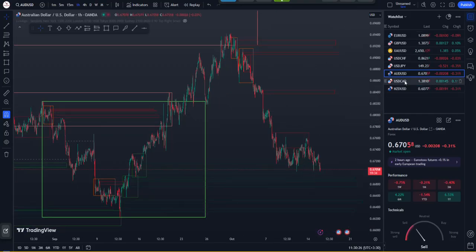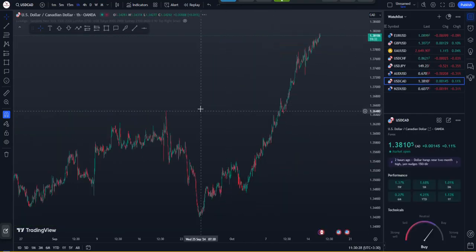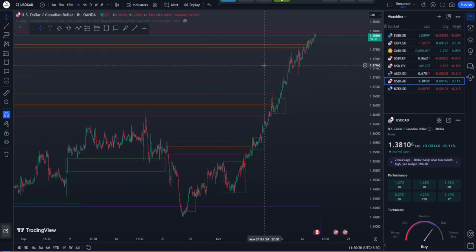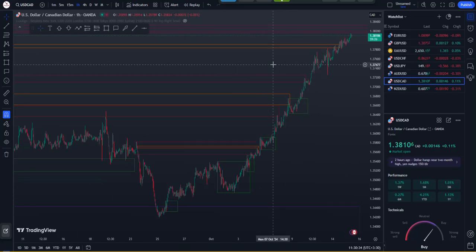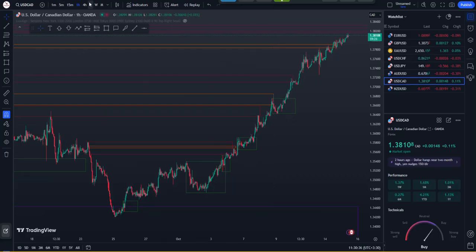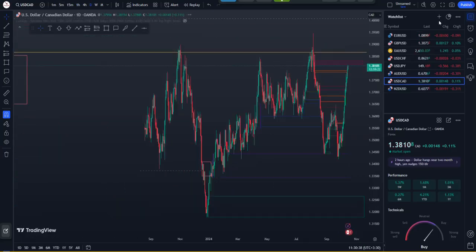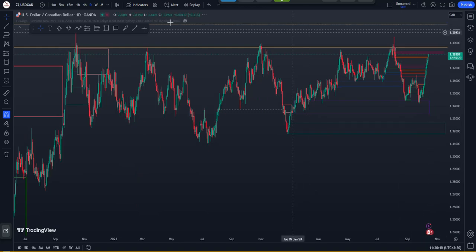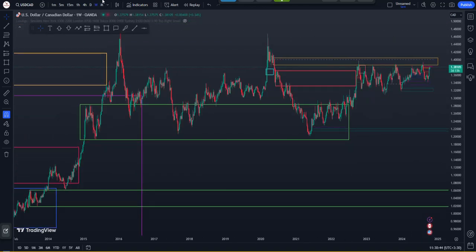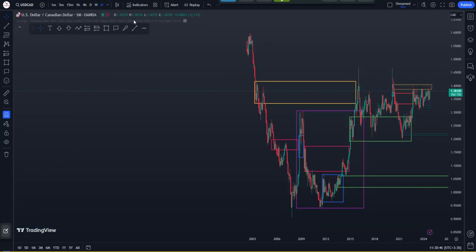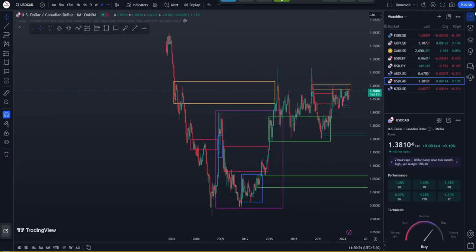Go to USD CAD. Let's see what happened in this chart. USD CAD is going up. Let's see in daily time frame, weekly time frame, monthly time frame. You can see this one is engulfed or FO.